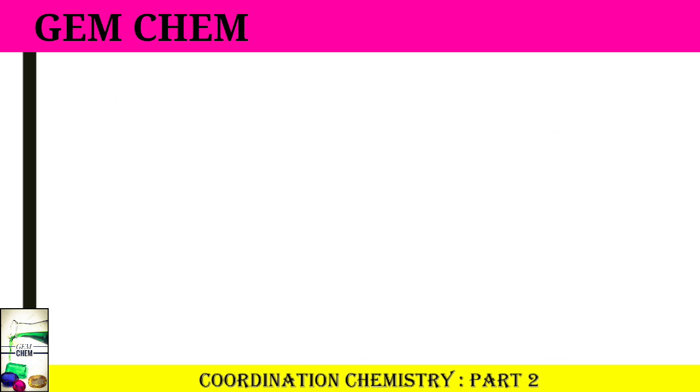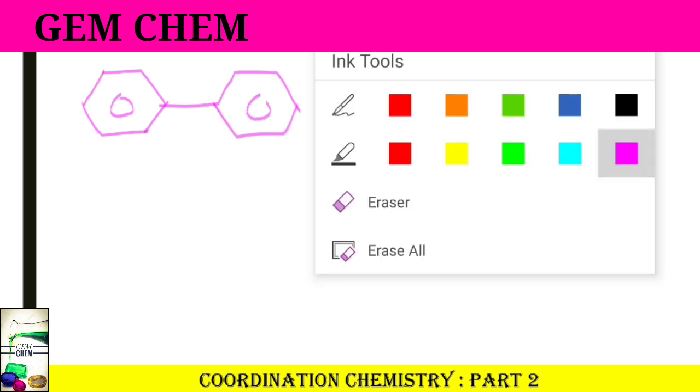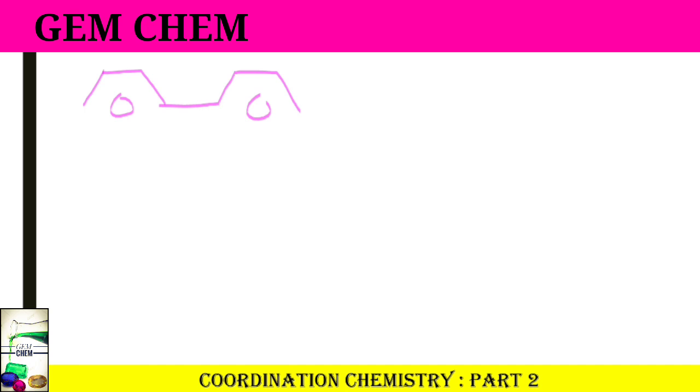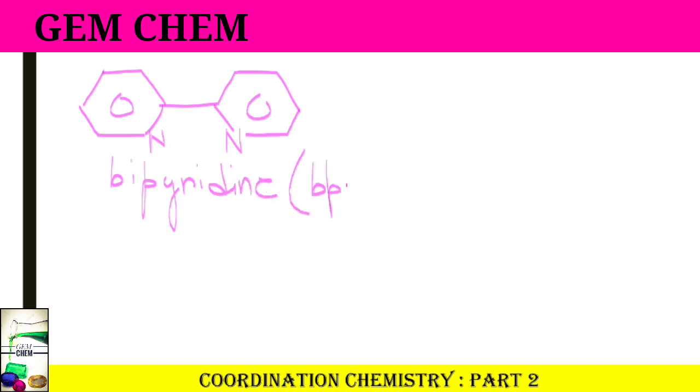Now we will see bipyridine, orthophenanthroline and phenylazopyridine. So these ligands look somewhat like this. This is one benzene ring attached to another benzene ring. Now what you have to do is remove one of the carbons from each. So remove this and write here nitrogen. Here also we have a nitrogen, then join it. This is known as bipyridine. And the short form is BPY.